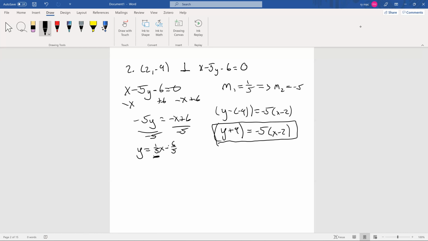And then for the second part, they're asking for it in general form. And they give you a little hint for it. They tell you it's equal to 0. That's what general form is. It's everything to the left and it equal to 0. So I'll start simplifying stuff out.